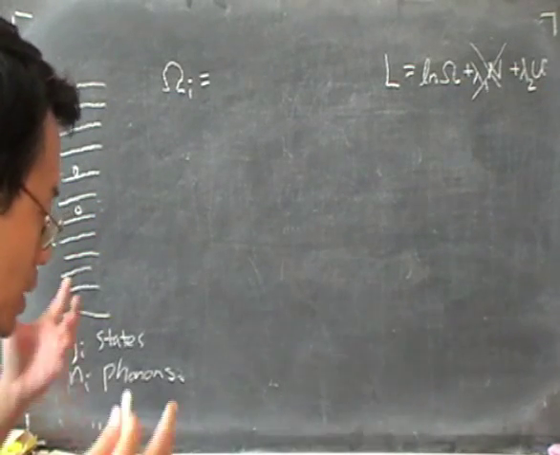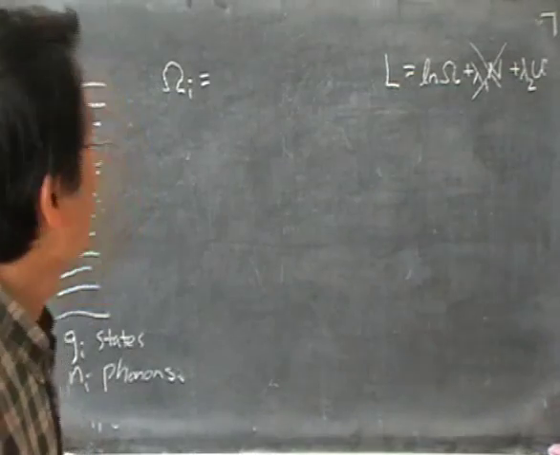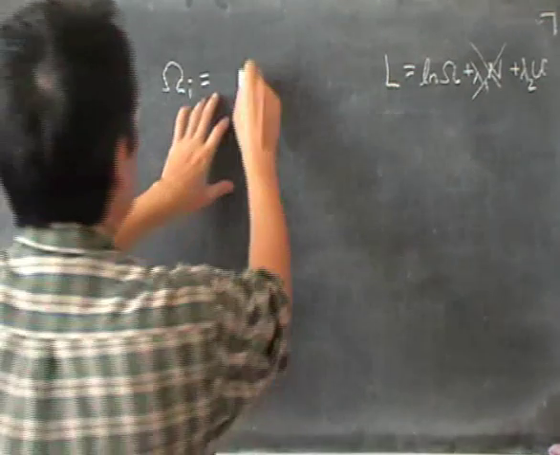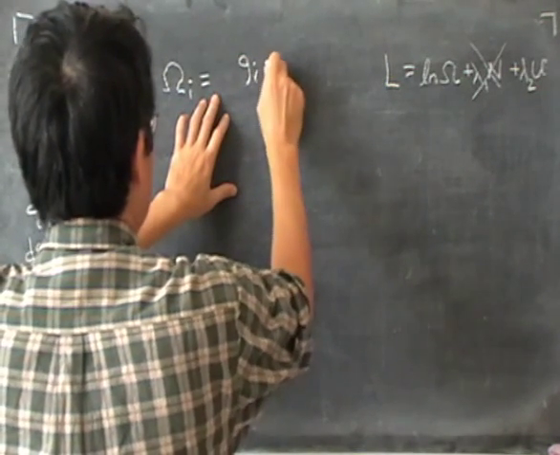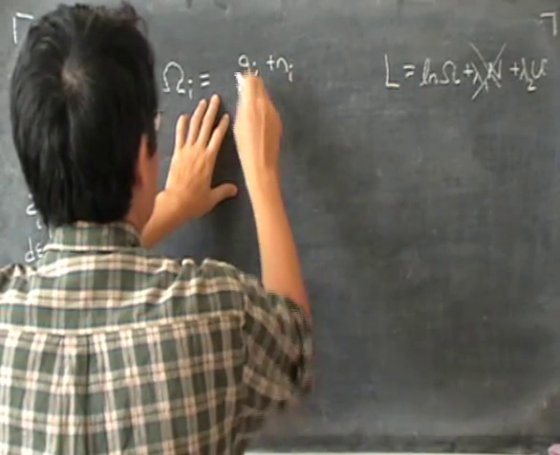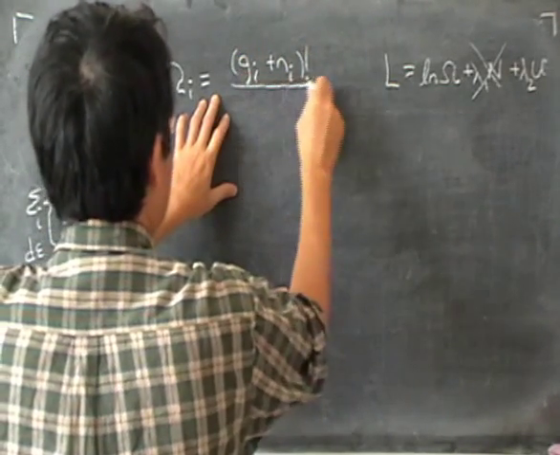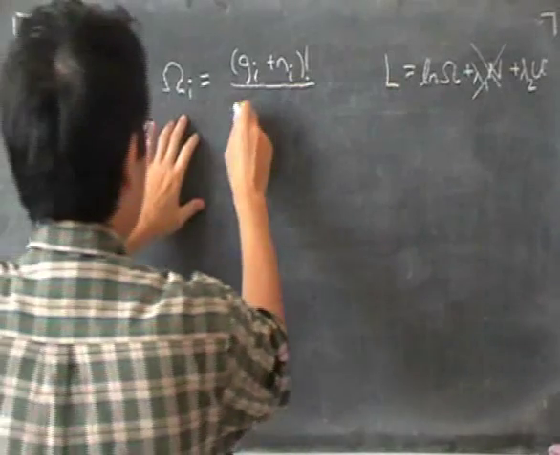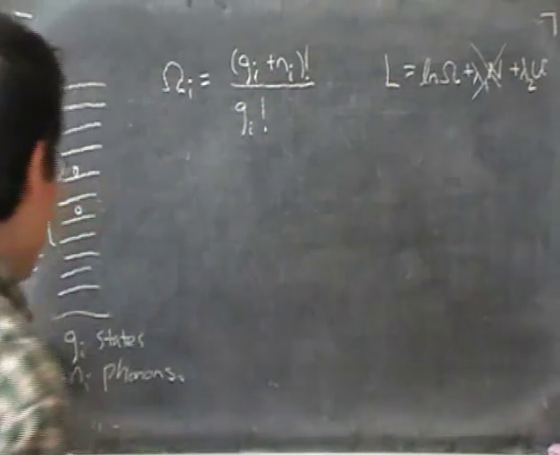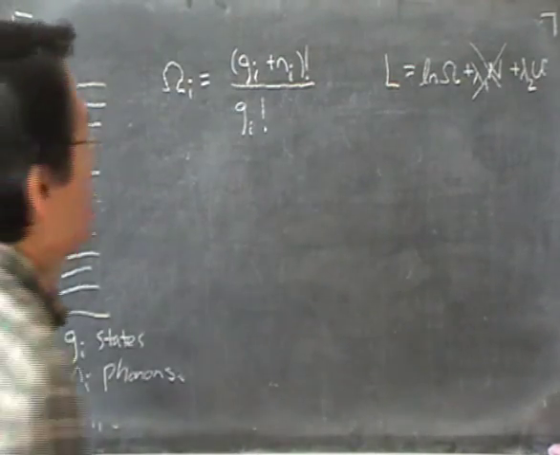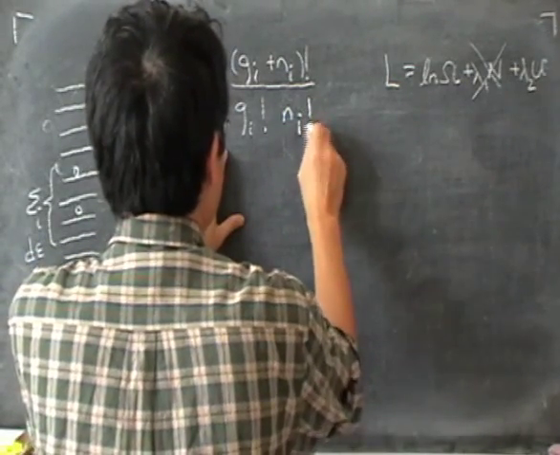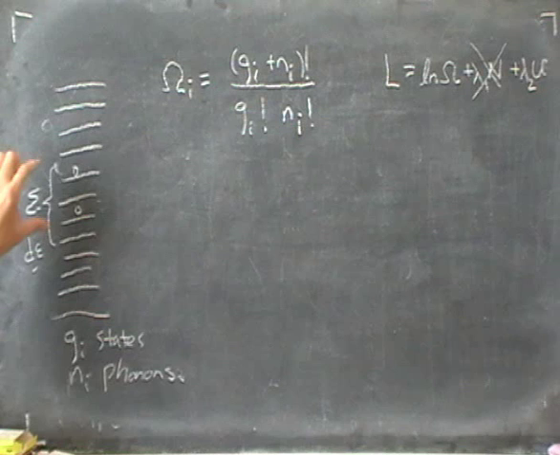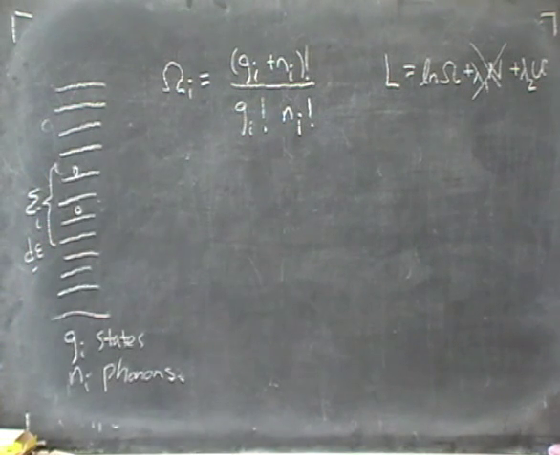So in this case, we can make use of a formula for combinations. The total number of balls and rods is Gi plus Ni, so we take (Gi + Ni) factorial. Then because there are Gi identical rods, I must divide by Gi factorial. There are Ni identical balls, so I divide by Ni factorial. And there we have our number of arrangements within this interval of energy.